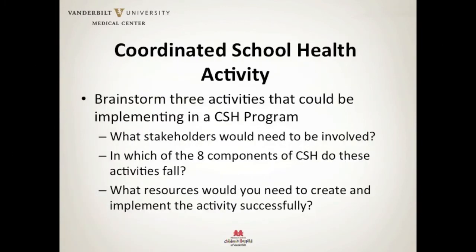I really want to provide you an opportunity to take a few minutes to put everything that you've learned to practice. We're going to do a little bit of a brainstorming activity. What I want you to do is think of 3 activities that could be implemented in a coordinated school health program, what stakeholders would need to be involved, and which of the 8 components of coordinated school health these activities fall under, as well as what resources you would need to create and implement an activity successfully. Please pause this presentation while you work on those 3 questions, and whenever you're finished, just go ahead and start back up.